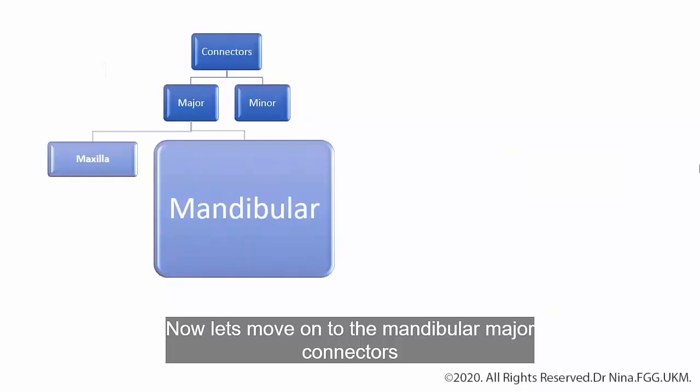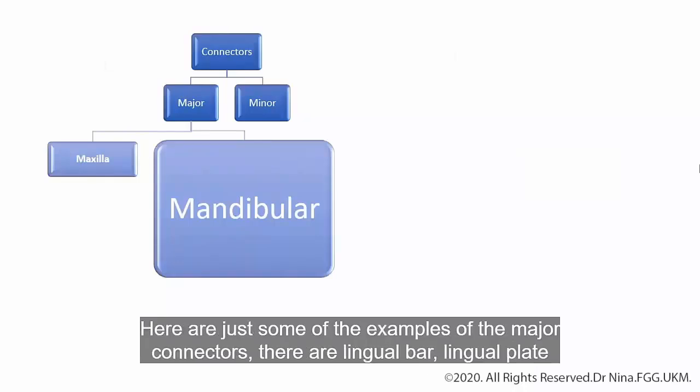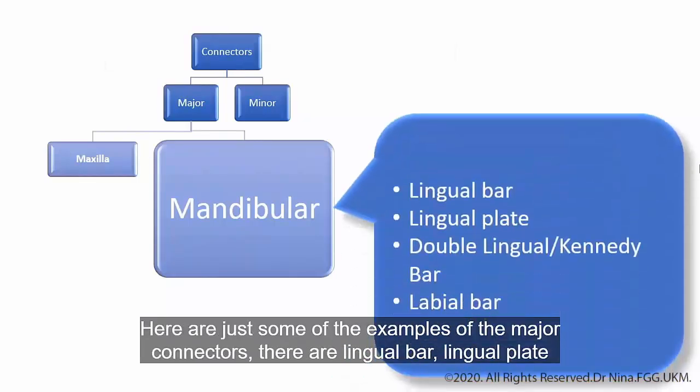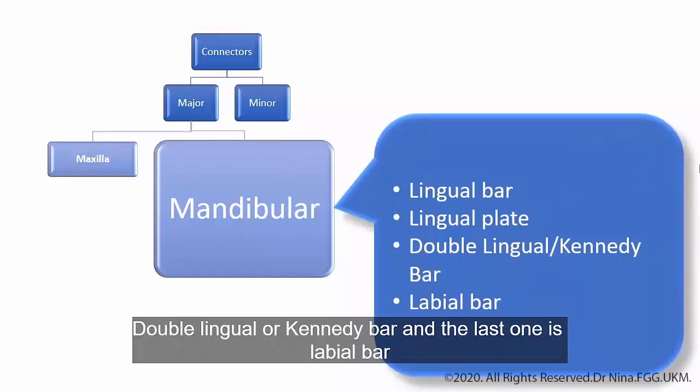Now let's move on to the mandibular major connectors. Here are just some of the examples of the major connectors. There are lingual bar, lingual plate, double lingual or Kennedy bar, and the last one is labial bar.